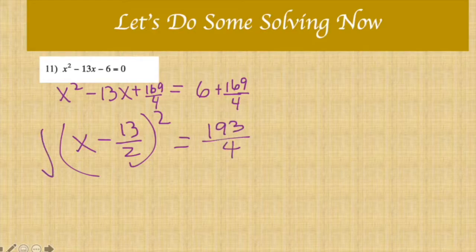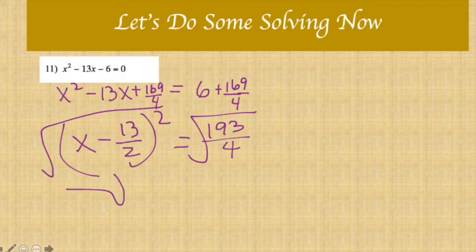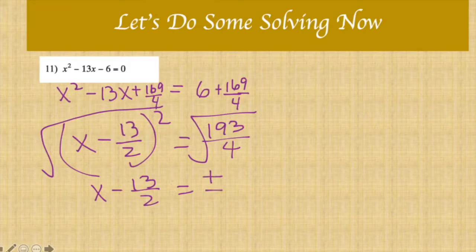We're going to take the square root of both sides. Remember that on this side, the square and the square root cancel. We'll be left with x minus 13 over 2. And then plus or minus on this side. I want you to check on your calculator and see if the 193 actually has a square root. If it does, we'll bring it out. If it doesn't, then we won't. It does not have a square root.